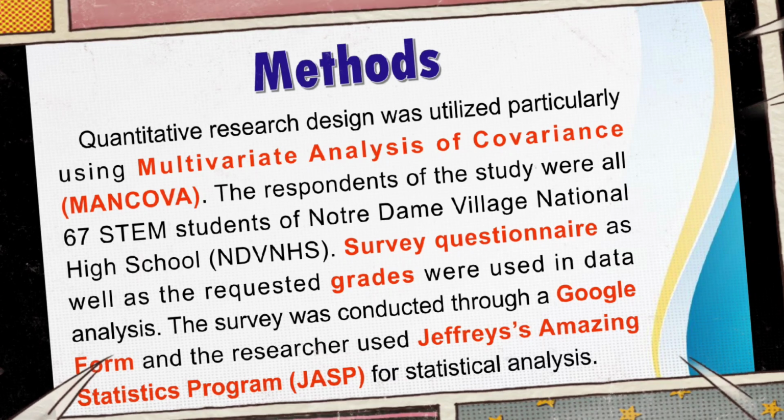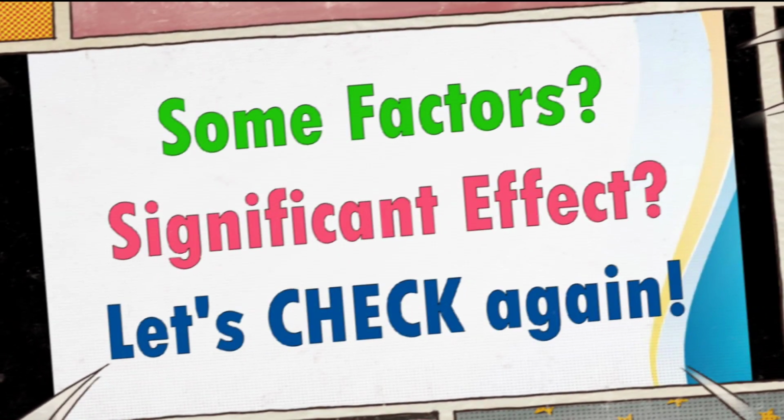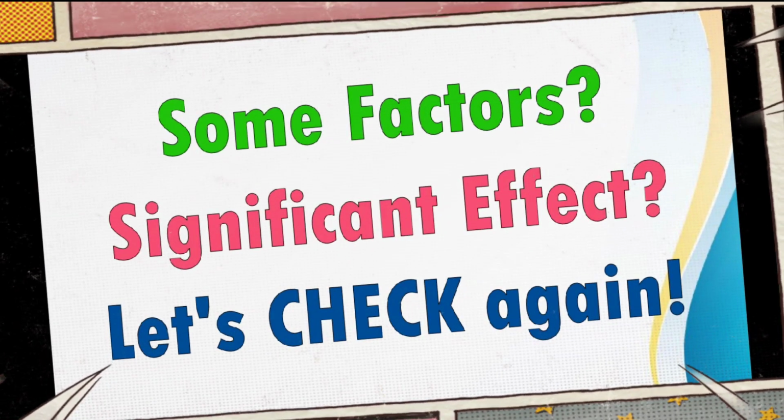Survey questionnaire as well as the requested grades were used in data analysis. The survey was conducted through a Google form, and the researcher used Jeffrey's Amazing Statistics Program, JASP, for statistical analysis. Basically, after the analysis and interpretation, there were some factors with significant effect on mathematics performance.